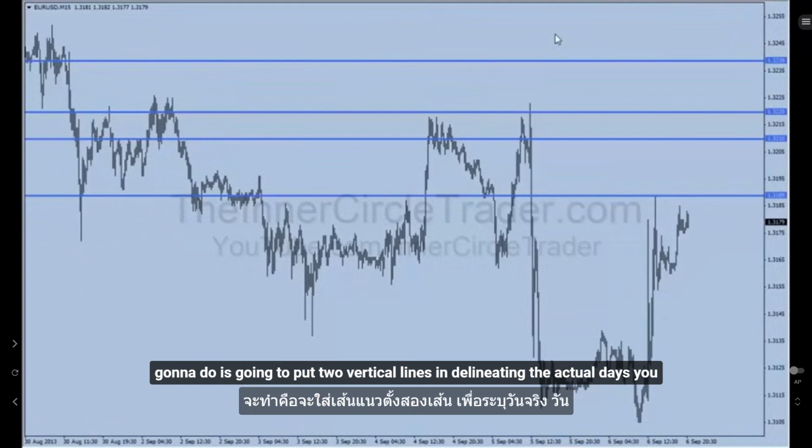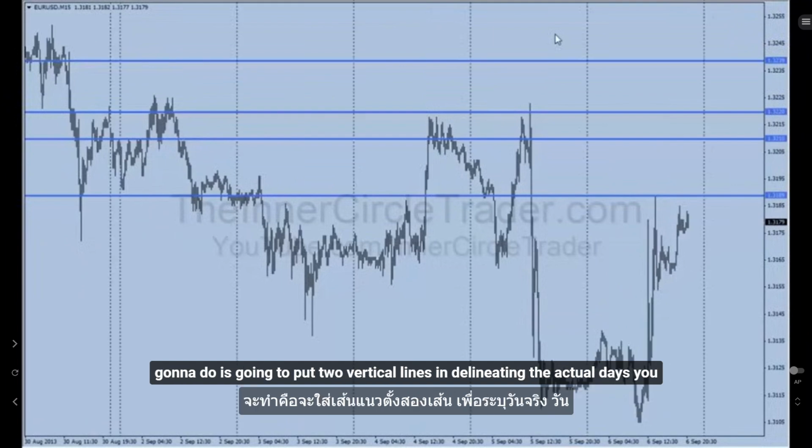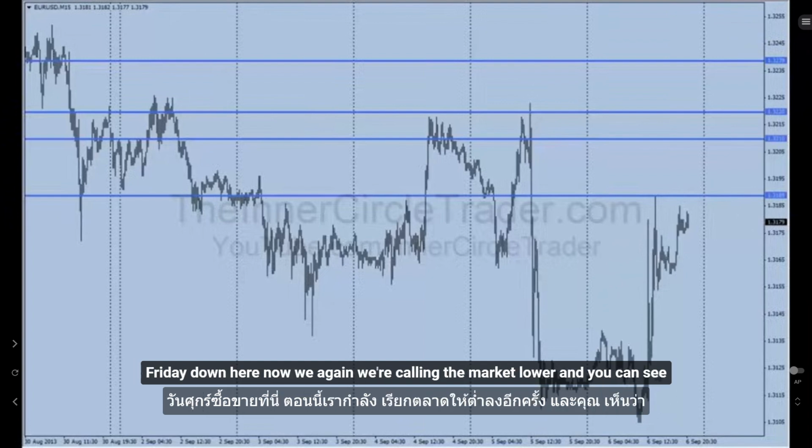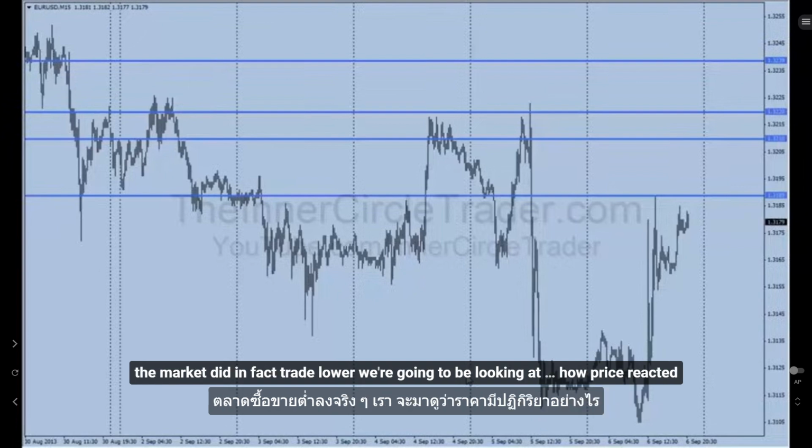Now what we're going to do is put the vertical lines in, delineating the actual days. You have Monday's trading here, Tuesday's trading here, Wednesday, Thursday, and then Friday down here. Now we're calling the market lower, and you can see the market did in fact trade lower.